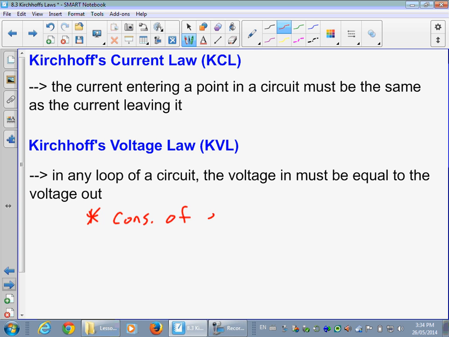Conservation of energy. Because remember, voltage is the amount of energy per unit charge. So at any one particular loop, the energy that you gain per unit of charge in the battery, or other power source, has to be equal to the energy that you lose in that loop. You can't store up energy to be used later.